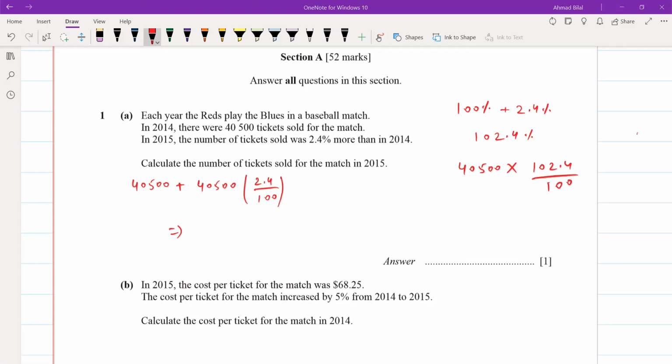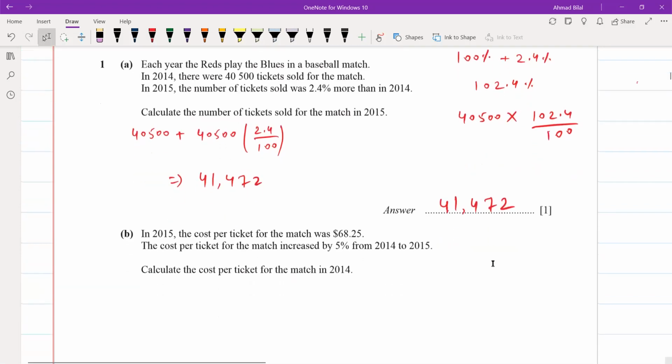So what do you get from this? When you do this, you should be getting around 41,472. This is what we get from this. We just increased it by 2.4%.